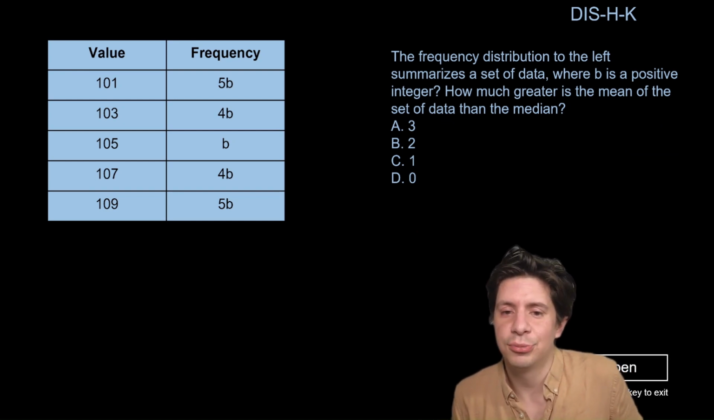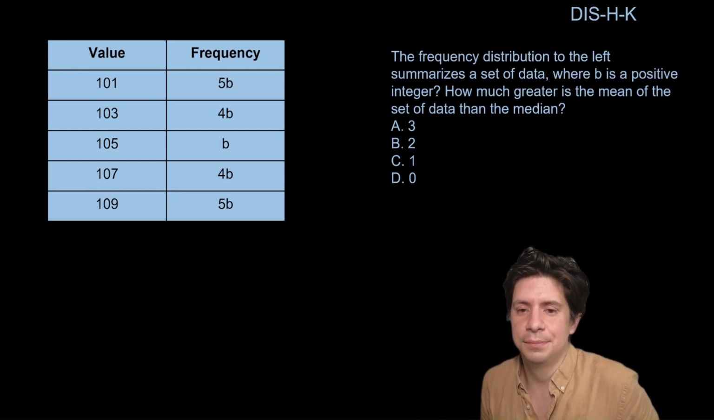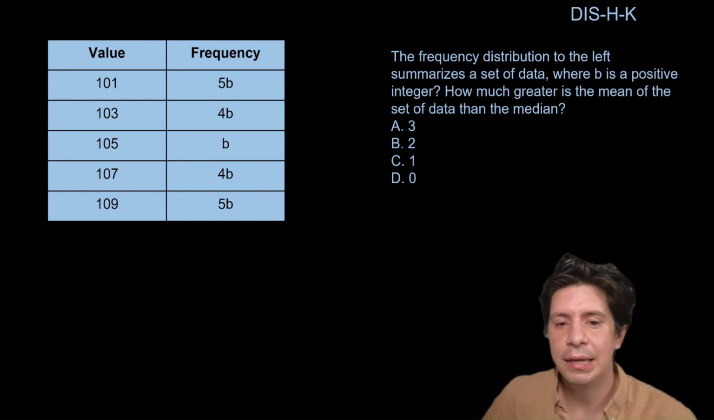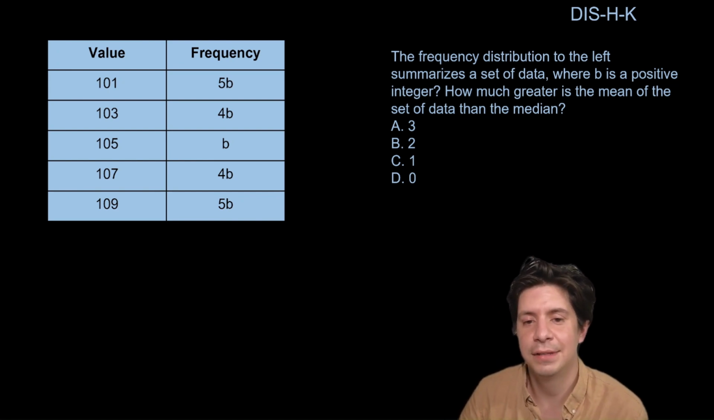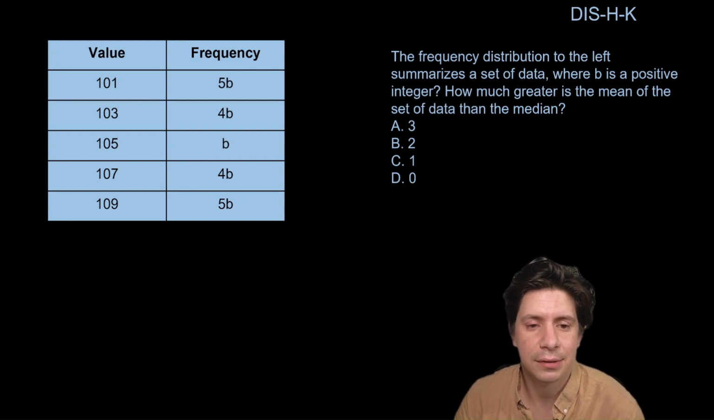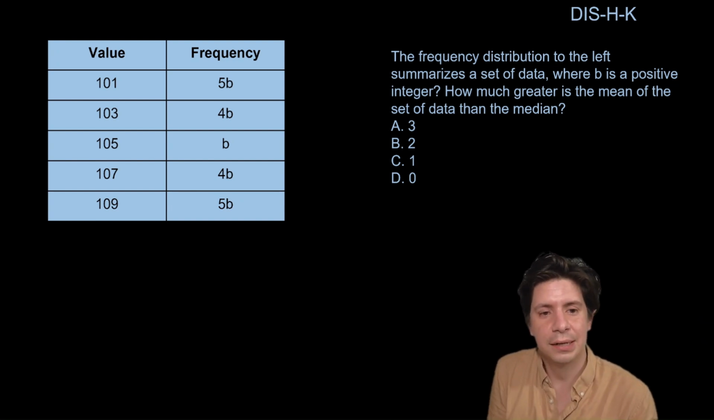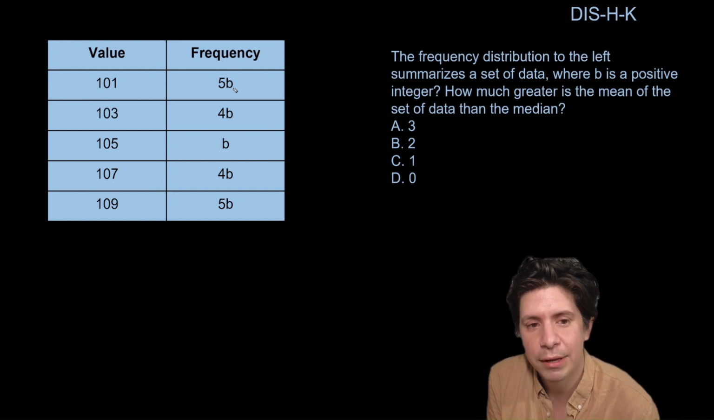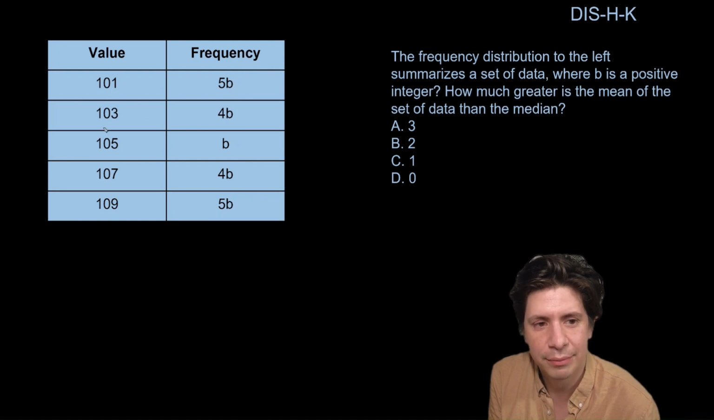The frequency distribution to the left summarizes a set of data where b is a positive integer. How much greater is the mean of the set of data than the median? Okay, so this is a bit more abstract again. We have 5b instead of actually finding it, but we have 5b, 4b, b, 4b, 5b. You see how it's symmetrical? And these numbers are all symmetrically spaced.